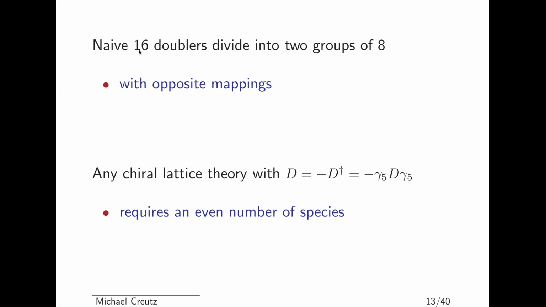When I do the naive fermions, they divide into 2 groups of 8 with opposite mappings. Half of them will go one way and half go the other way. So the conclusion here is any chiral lattice gauge theory where D anti-commutes with gamma 5 requires an even number of massless species. So that was the theorem I talked about at the beginning.